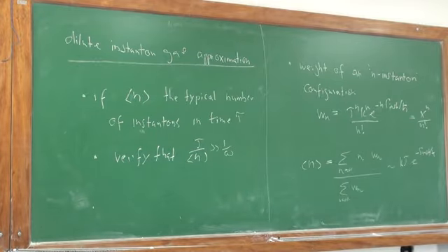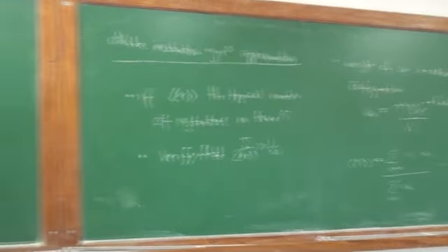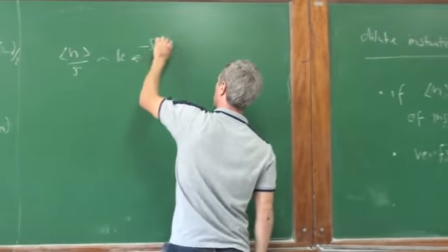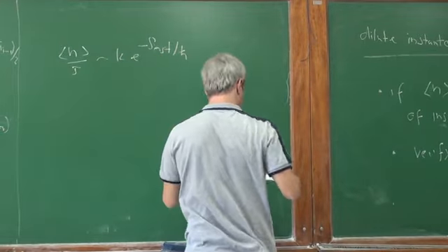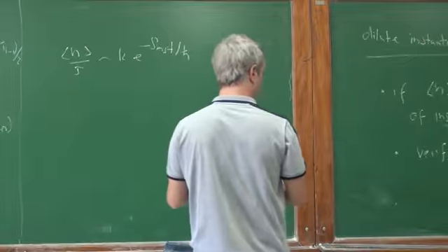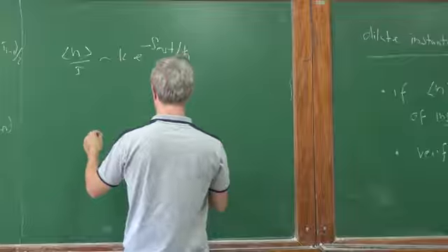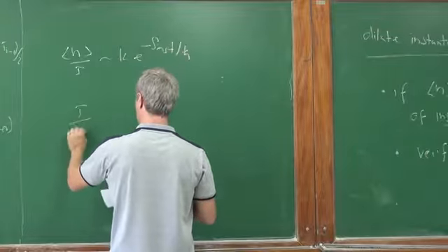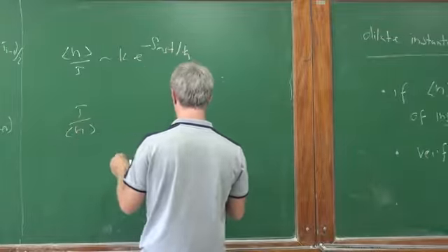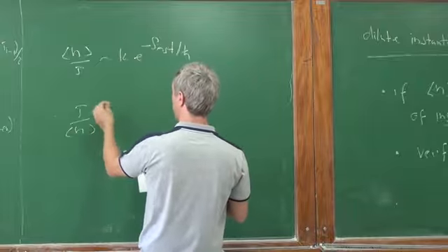So this then tells us that n over tau is just given by k to the minus instanton action divided by h bar. And what we wanted to verify is that this here is much larger than omega. So let's write this.